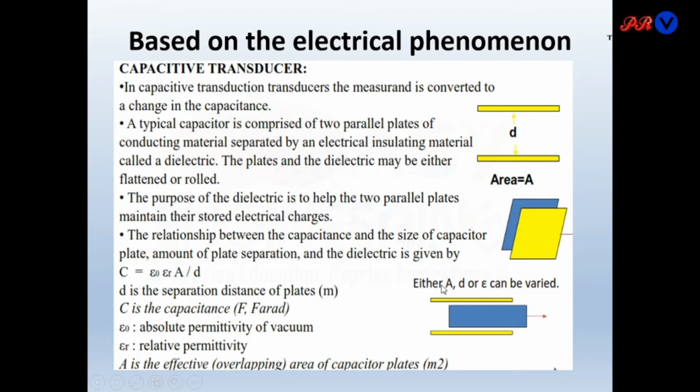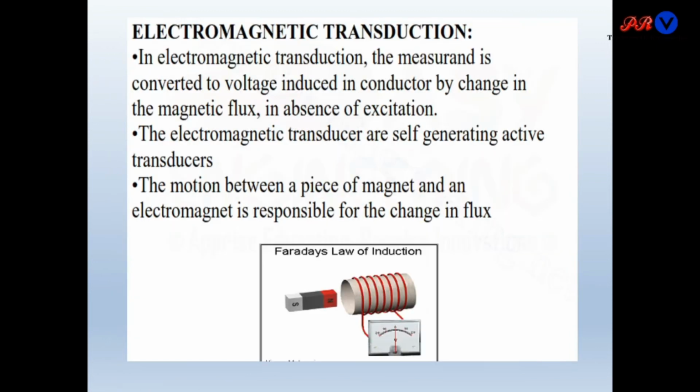So the capacitance here can be varied by a change in the permittivity, area, and this distance. If a physical quantity changes any one of these parameters, then we will observe some change in the capacitance. So this is the function of a capacitive transducer.